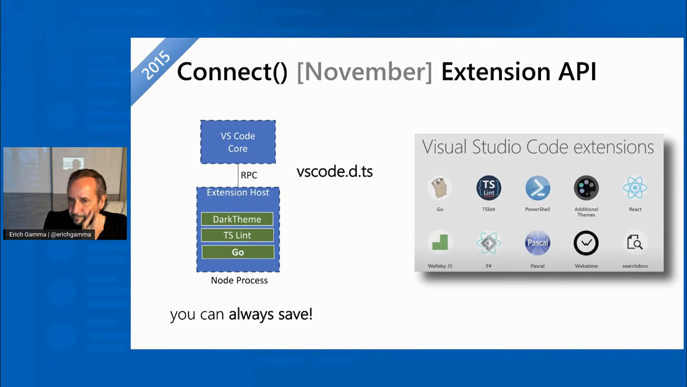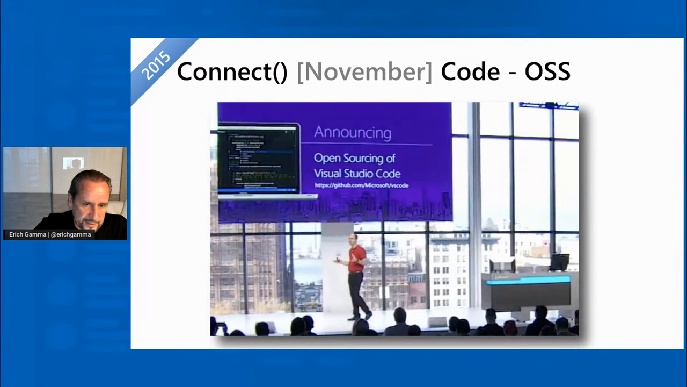And the cool demo at this conference was that we showed the Go extension, which showed for the first time some language intelligence really implemented as an extension. Good. Open source, yes, it was announced as well, at the same time.